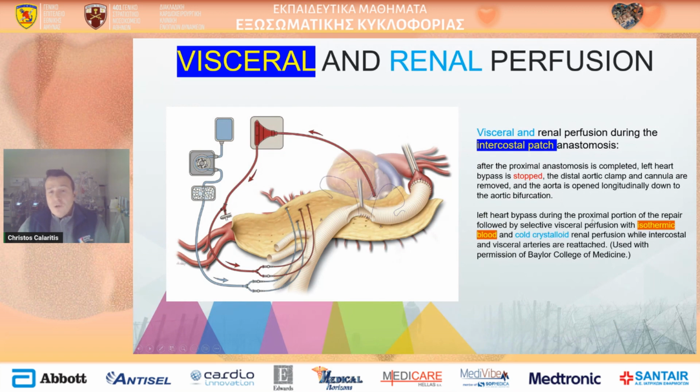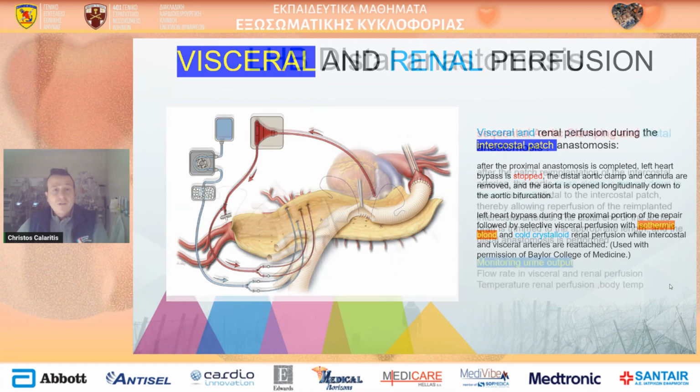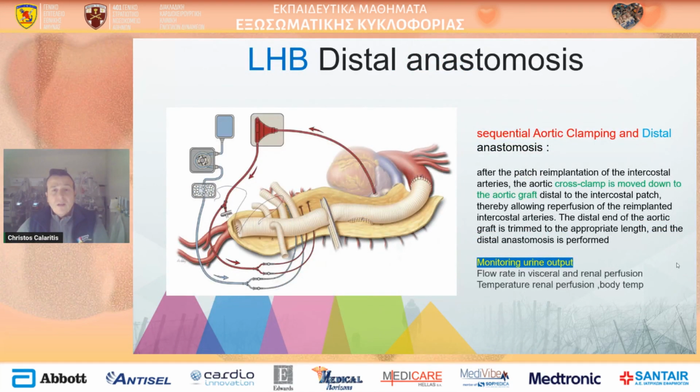Left heart bypass during the proximal portion of the repair, followed by selective visceral perfusion with isothermic blood and cold crystalloid renal perfusion, while intercostal and visceral arteries are reattached. After the patch reimplantation of the intercostal arteries, the aortic cross clamp is moved down to the aortic graft, distal to the intercostal patch, thereby allowing reperfusion of the reimplanted intercostal arteries. The distal end of the aortic graft is trimmed to the appropriate length, and the distal anastomosis is performed.